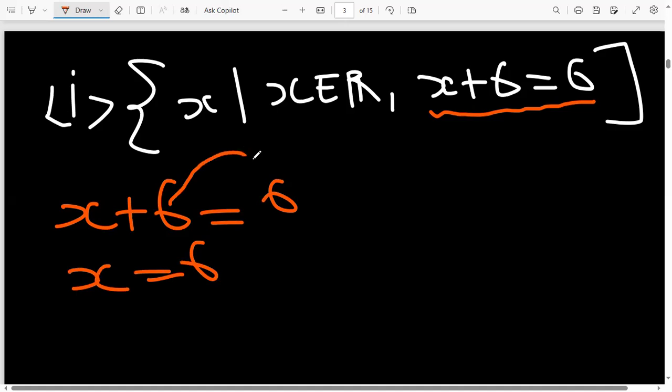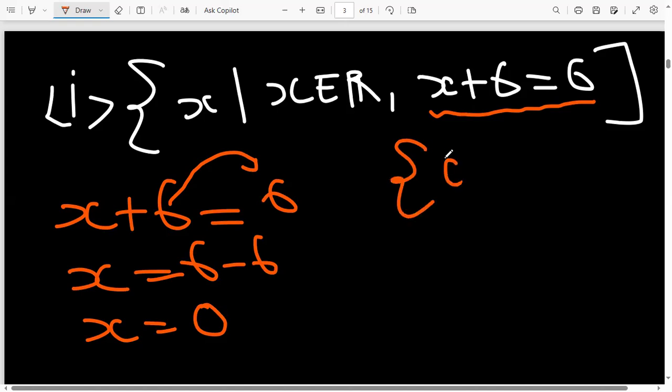We get this 6, it goes to the other side, it becomes minus 6. So it means x will just be equal to 0. So it means this set here is a set that contains only 0. So is this set an empty set or is it not an empty set?